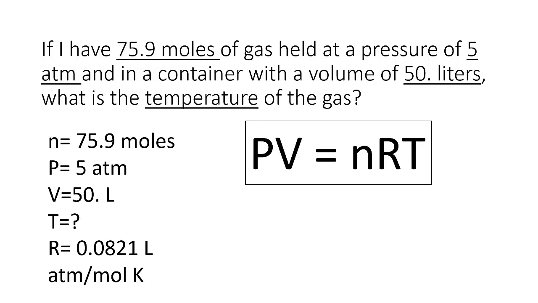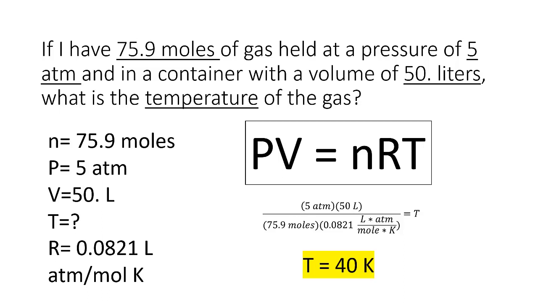So now that you know all of these variables, you can plug them in and you can solve for your temperature. So by doing this, you'll take your N and your R, divide both sides by N and R, which makes it be PV divided by NR equals T. And then you plug that in your calculator, making sure you go 5 times 50 divided by 75.9, enter, divided by 0.0821. That's how I do it, just to make sure that you are using order of operations correctly. And you get a final temperature of 40 Kelvin.